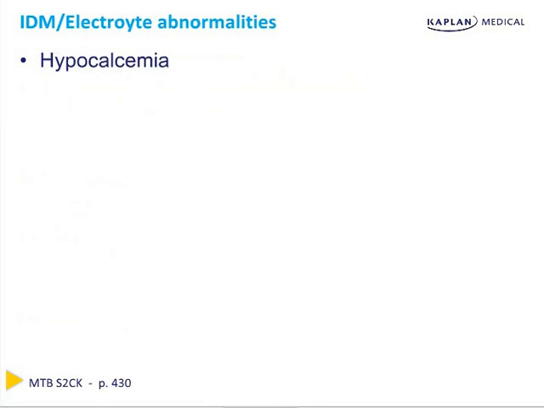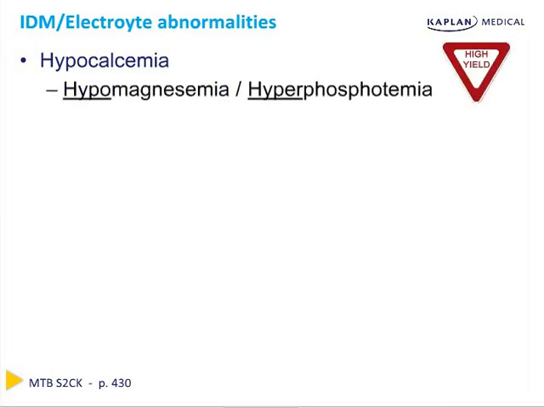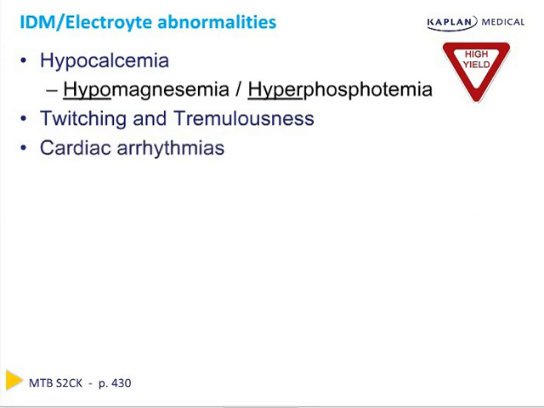Now moving on to hypocalcemia of the infant of the diabetic mother. The causes are unclear, but a high yield thing to know is that it's intimately related with hypomagnesemia and hyperphosphatemia. And it presents in the infant with twitching and tremulousness because of the relationship that calcium has with muscles, and cardiac arrhythmias for the same purpose. Large calcium shifts can lead to cardiac arrhythmias and even can stop your heart.